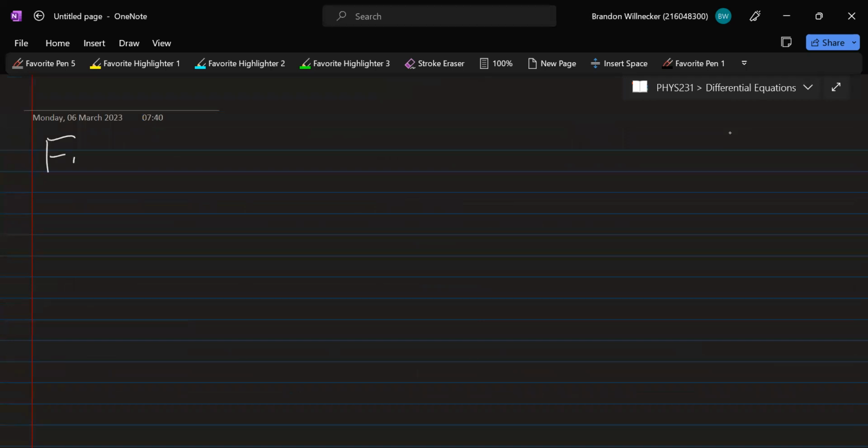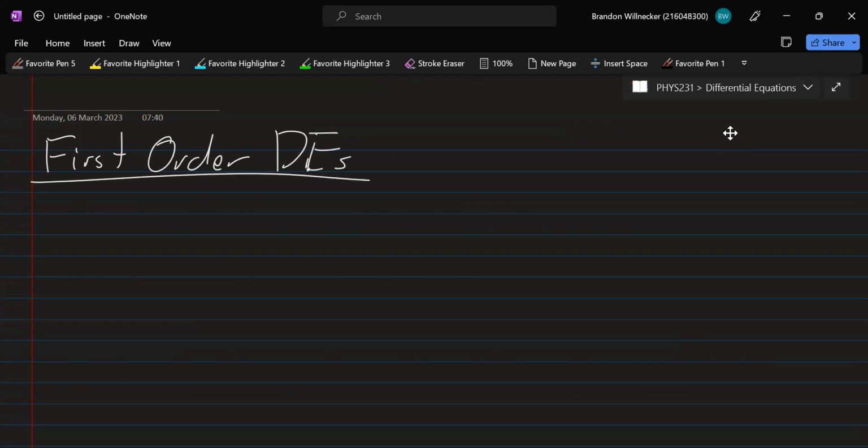Okay, so first-order differential equations. We can just say DEs. So these are of the form y prime is equal to f of x, y, as I showed in the previous page. This is the simplest type of differential equation we're going to be looking at. And we're going to be looking at all the different methods of solving this. So given a particular function f, how can we then solve for y?